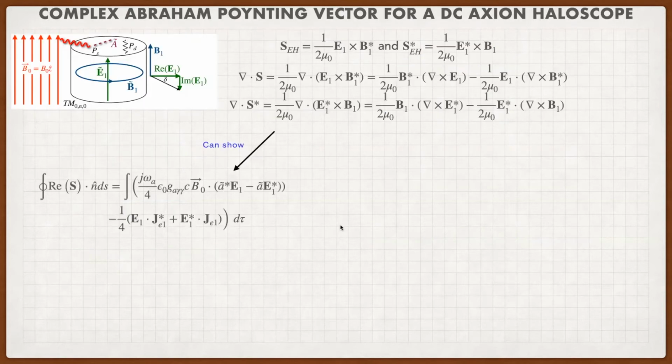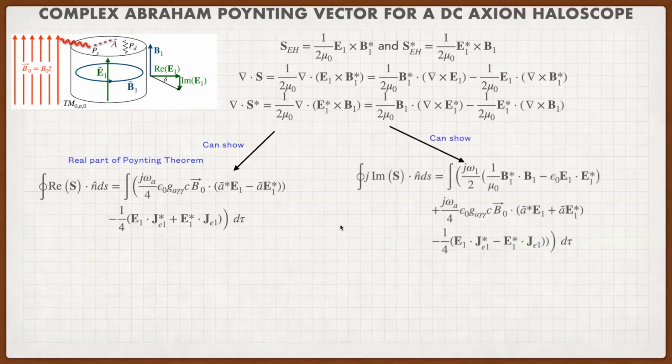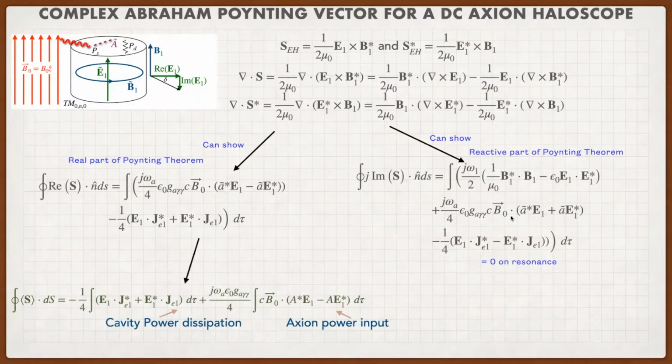We can show using Poynting theorem. The real part of the Poynting theorem is equal to this. Imaginary Poynting theorem is equal to this, and that will equal zero on resonance. And this one gives you two terms: one is the power dissipation, and one is the axion power input, which is your effective source.